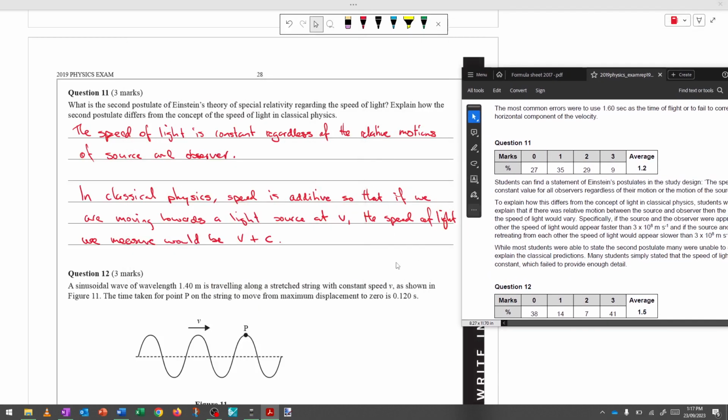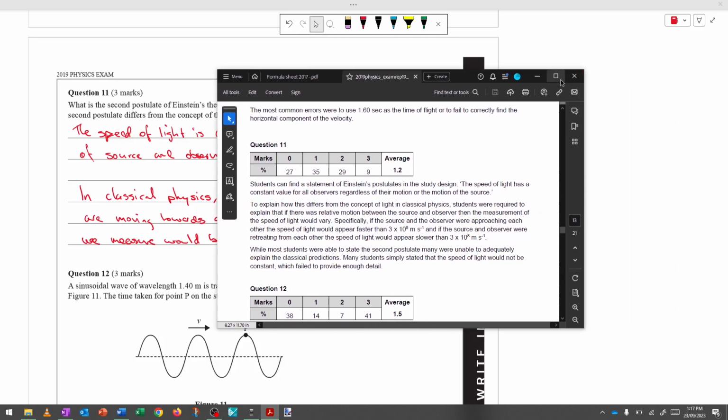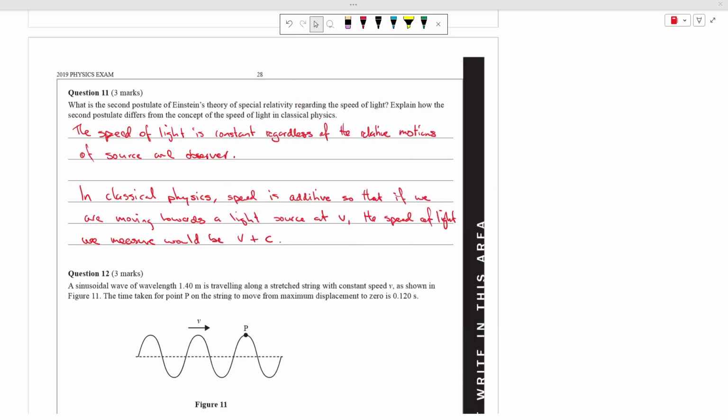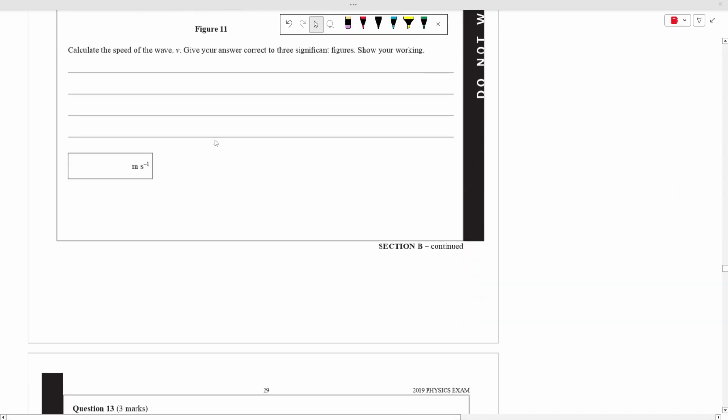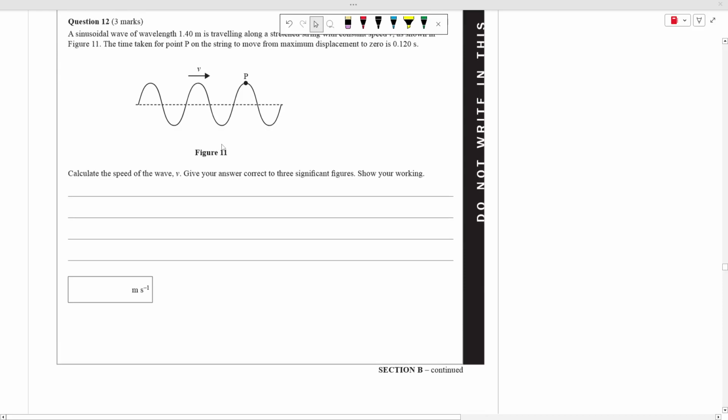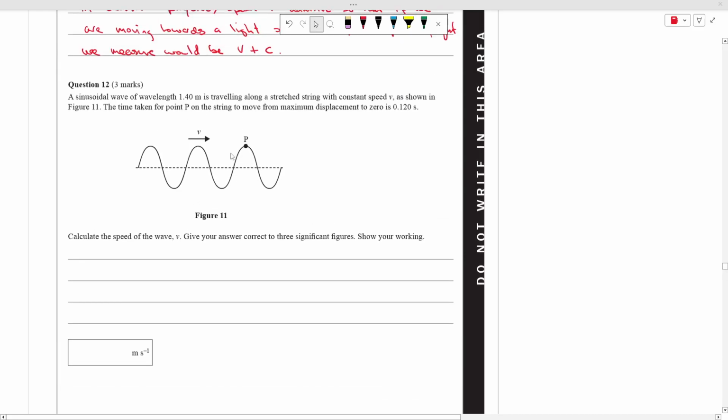So if we're moving towards the light at a speed v, then we would measure the speed of light to be our speed plus the speed of light, c. Alright, cool. So that's that. We'll do this as the last one for this video, and then there'll be a part 2, or I guess part 3.